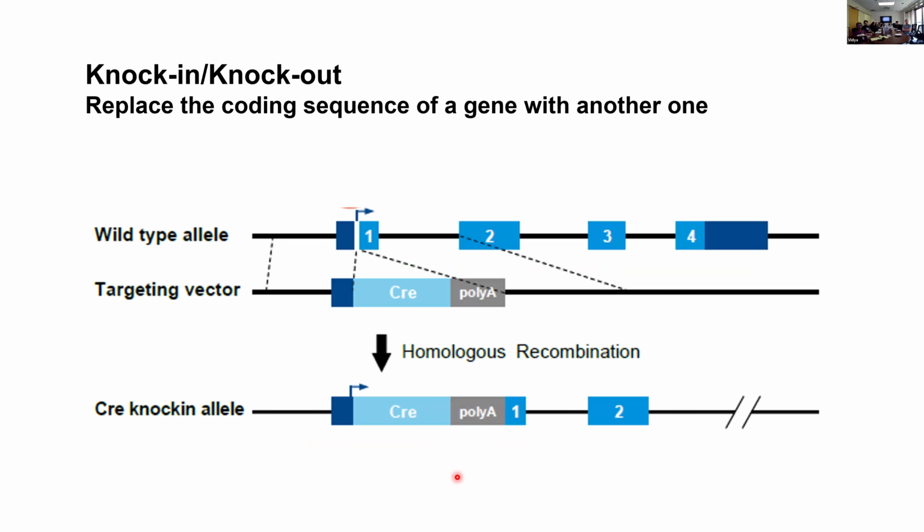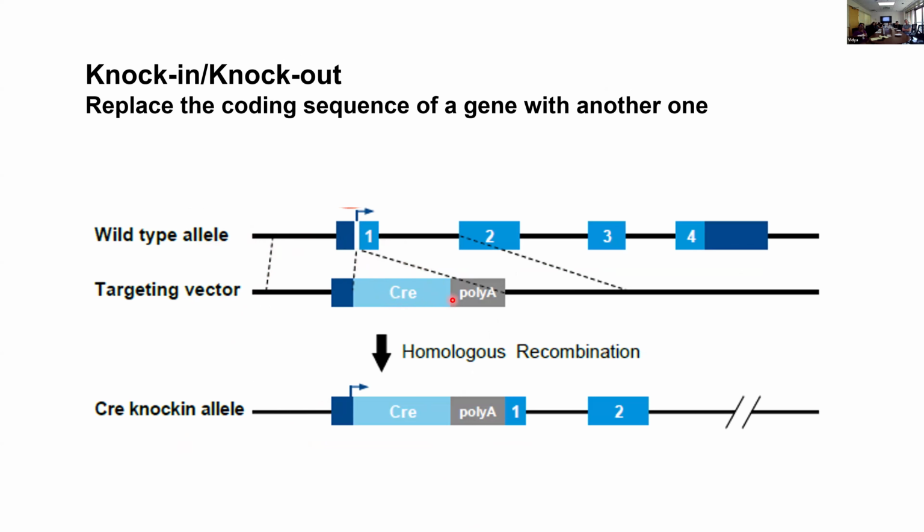So, or you can create a knock-in, knockout. That's what I'm saying, knock-in, knockout can go hand in hand. The example here is, if you introduce Cre, you knock Cre into your gene of interest. Again, if we use Rin-1D as an example, that's simply knock-in to the Rin-1D locus.